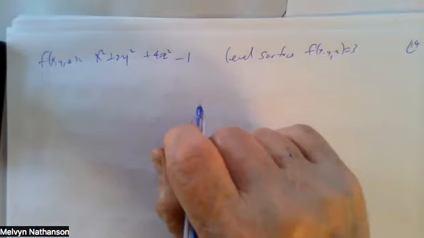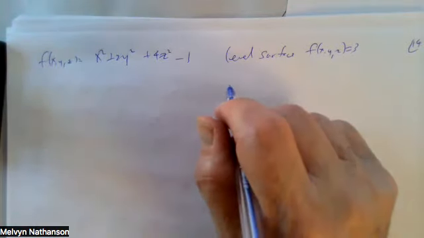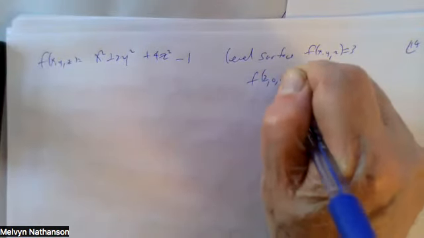So if we want to look at one example of this, suppose we have a function of 3 variables, f of x, y, z is x squared plus 2y squared plus 4z squared minus 1. And we have a level surface of f of x, y, z equal 3. The analog to a level curve in the plane is a level surface in 3-dimensional space. And notice that f of 2, 0, 0 is 2 squared plus 0 minus 1, or 3. So this level surface passes through the point 2, 0, 0.